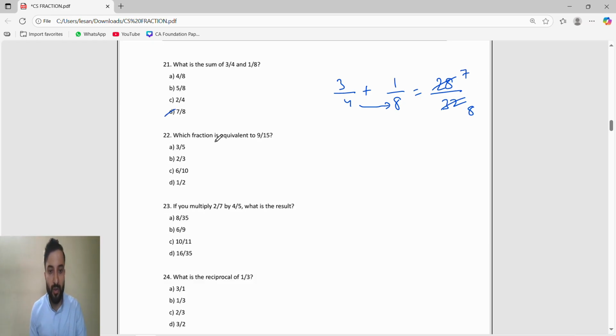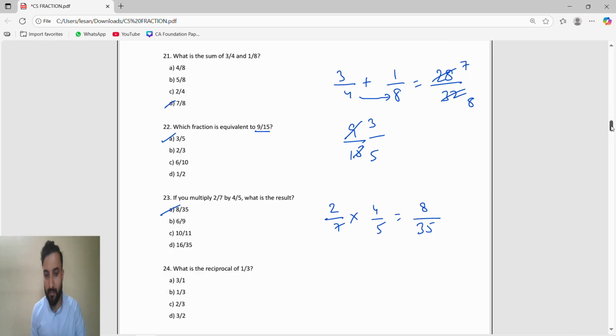Which fraction is equivalent to 9 by 15? See, 9 by 15. Okay, again it will get simplified, 3 threes are 9, 5 threes are 15, so 3 by 5. If you multiply 2 by 7 and 4 by 5, the numerator will multiply with the numerator, 2 fours are 8, denominator 8 by 35. Now it will not get cancelled, 8 by 35.